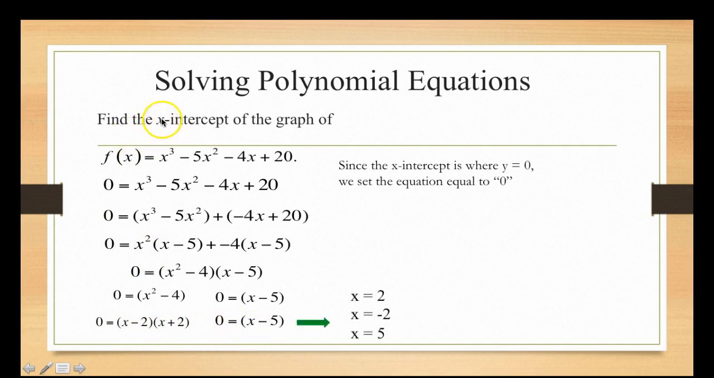But because I want my x-intercepts, I must write them in intercept form, which means I need to write them as points. So the x-intercepts are 2, 0, negative 2, 0, and 5, 0. It is imperative that if it asks for x-intercepts, you must write them as points with the y-coordinate equal to 0.